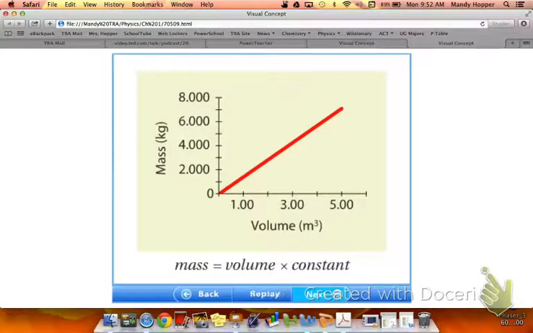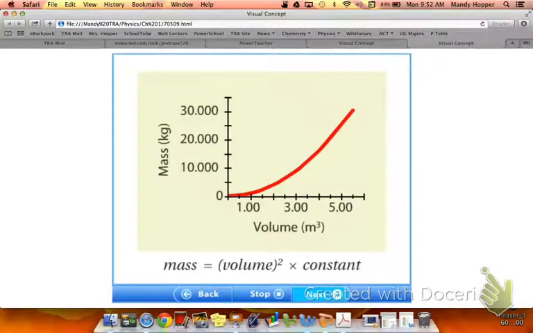This graph is similar to the linear graph, except that it is not a straight line. It curves, becoming increasingly steep. This curve is characteristic of an equation in which one of the values is squared or raised to some power.